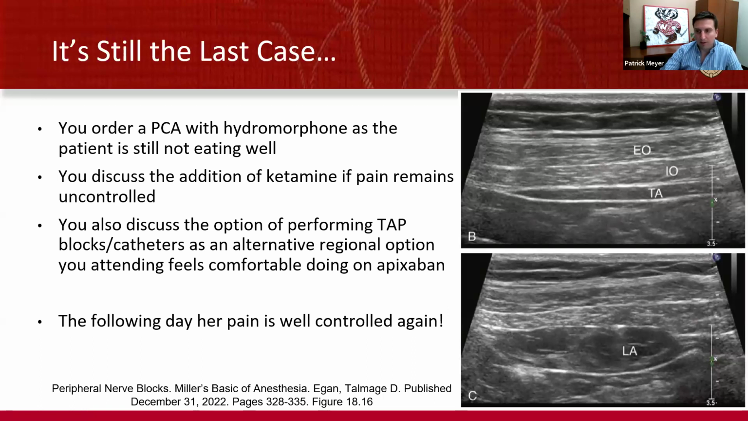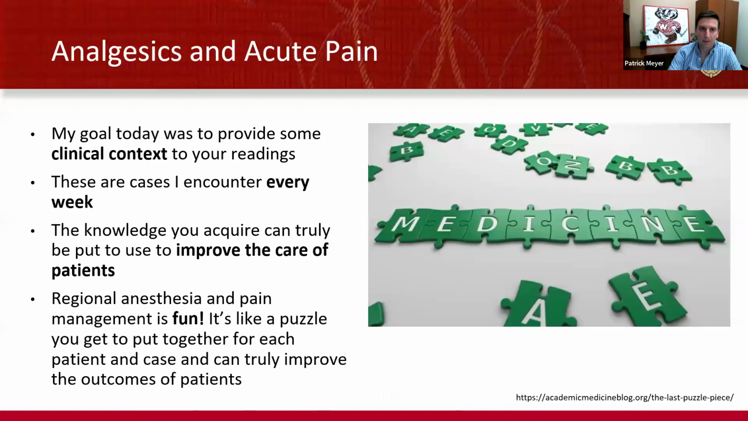We could also consider ketamine, like we use intraoperatively. We can use that at sub-anesthetic doses postoperatively too. Certainly, if we didn't already order a PCA, adding that in would be a good option for her. But the TAP blocks might help us avoid some of those opioids. Ketamine also might be opioid sparing. So the following day, her pain's controlled, and she recovers uneventfully.